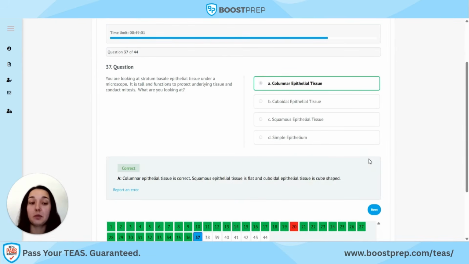The answer is A. Columnar epithelial tissue. Squamous epithelial tissue is flat, and cuboidal is cube-shaped.